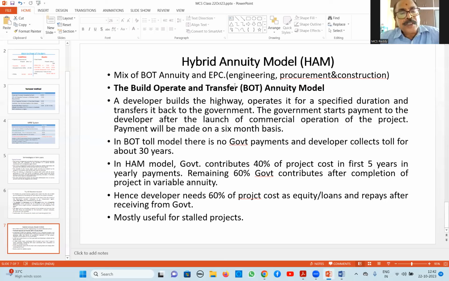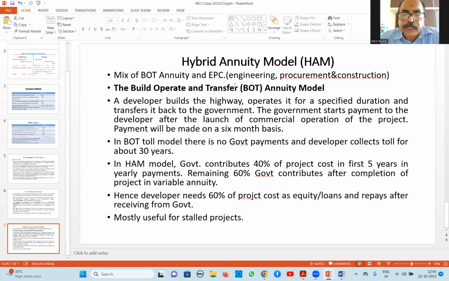So for these 30 years, the party will collect toll collections, and these toll collections will be credited to the TRA account. From there, we will receive our repayments. So this is how BOT normally works. Engineering, procurement, and construction, we call them EPC contractors, they will do everything. But there is some other model where we call it the annuity model. What is in the annuity model? The government will give some amount. First, the government will give some amount.